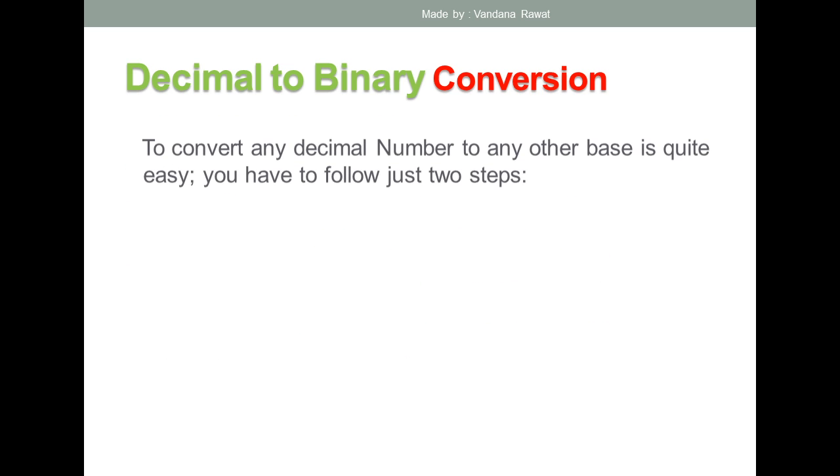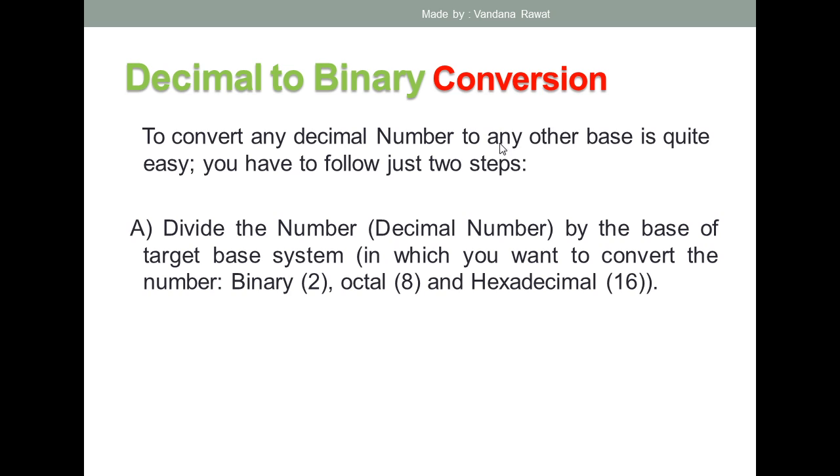Now have a look at this example. First of all, I'm telling you the steps we have to follow in decimal to binary conversion. The first step is to write down the decimal number which you want to convert. Then divide that decimal number by the base of the target number system.